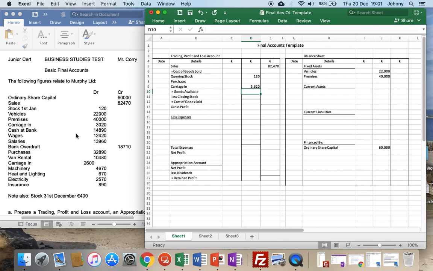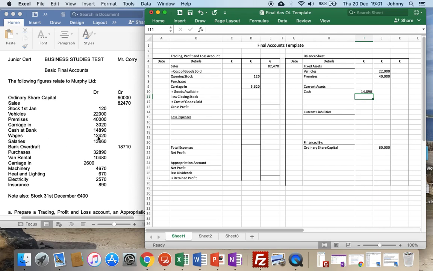Then we have cash at bank. So this is money that we have in a bank account. So 14890. Well, that's something we have. And so we have it and we're going to use it up fairly soon. So it's put in as a current asset. So 14890. And then we have wages.